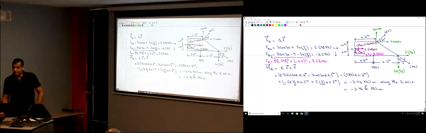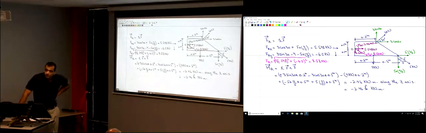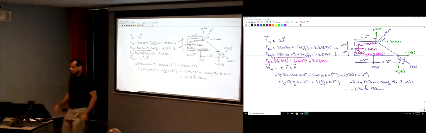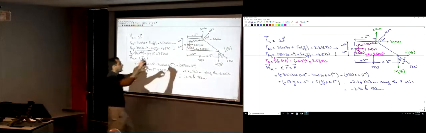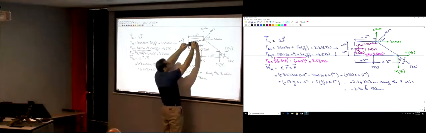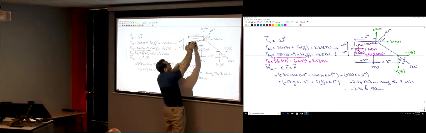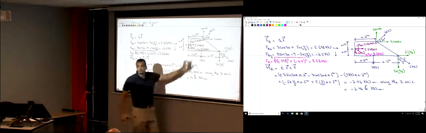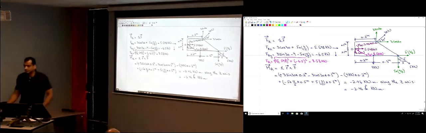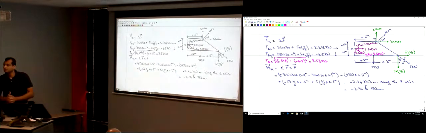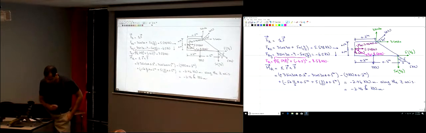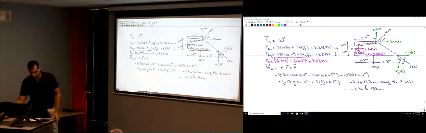Yes? Why is the 3 cosine 30 different if they're going the same way? Because it's on the other side of point O. So again, this is the object, this is point O, and now I'm pushing like this. Yeah? Thanks. Is it clear? Okay.